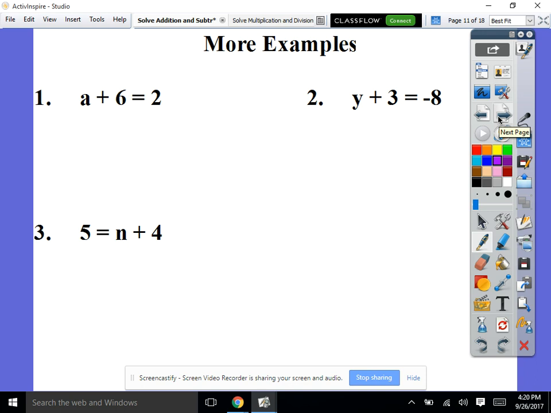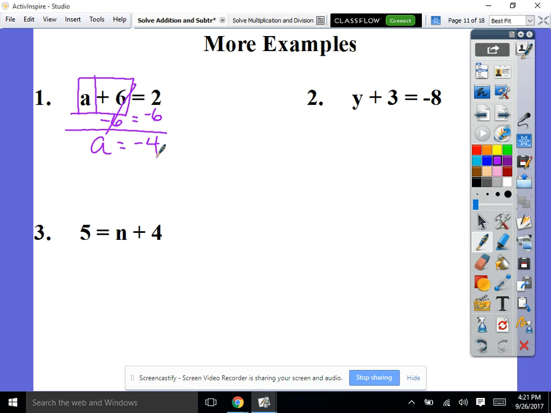All right, so here are some more examples. I'm going to box in my terms, draw the line in front of the sign. So I want to do the opposite of plus 6. I'm going to subtract 6 from both sides. That leaves me with a equals 2 minus 6 is -4.